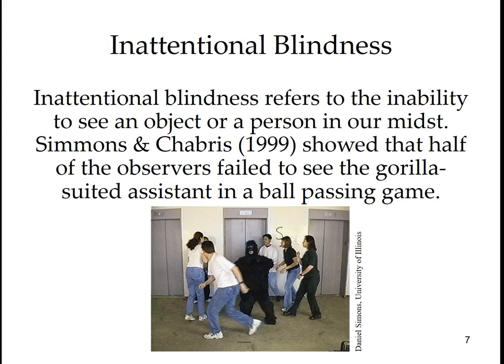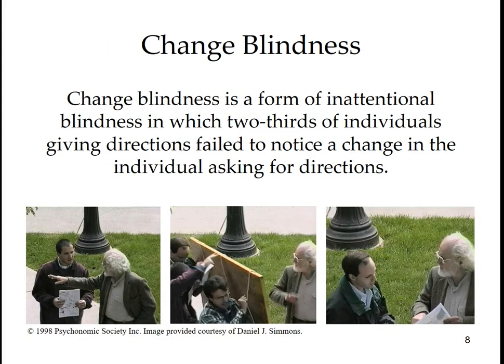Selective attention also limits our perception, as in inattentional blindness. Forms of this include change blindness, change deafness, and choice blindness. Change blindness is a form of inattentional blindness in which two-thirds of individuals giving directions fail to notice the change of the individual asking for the directions.